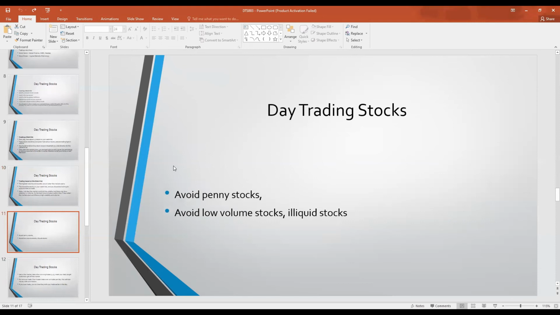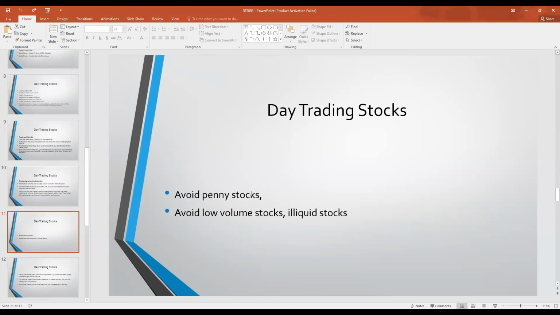Now, these are general rules. Avoid trading penny stocks. Penny stocks are stocks whose prices are less than $1. Avoid trading penny stocks because these stocks tend to trade on low volume. These stocks tend to be illiquid stocks. As a matter of fact, you should avoid stocks with low volume and you should avoid illiquid stocks.